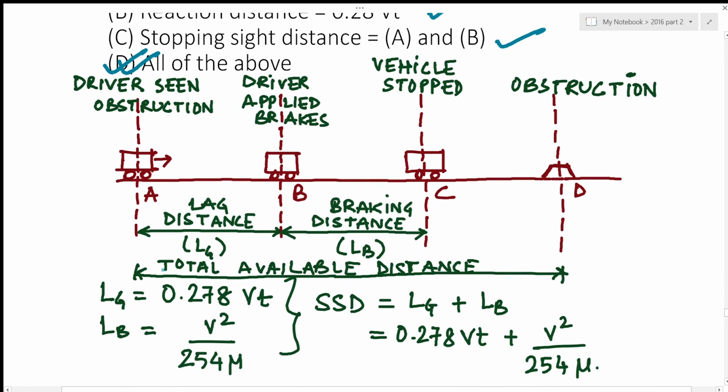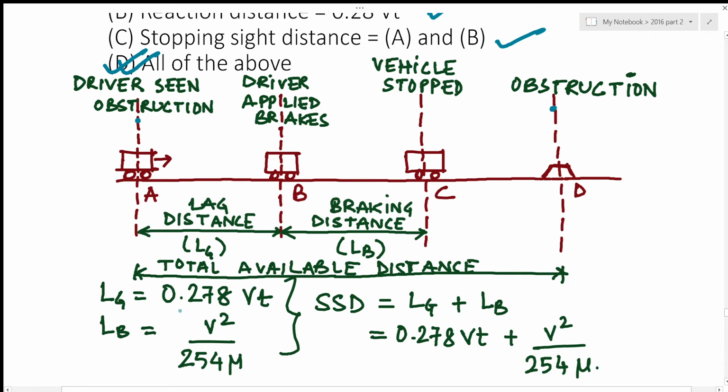I have given you a diagram. This is the point where the driver actually sees the obstruction. This is the obstruction, and this is the total available distance for the driver to stop before a collision. This is the lag distance, where the driver sees the obstruction and actually applies the brake. This is known as the lag distance or the reaction distance, and from where the driver applies the brakes till the vehicle actually stops, this is known as the braking distance. They are denoted by LG and LB respectively.